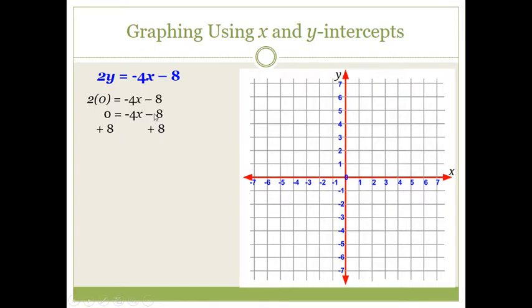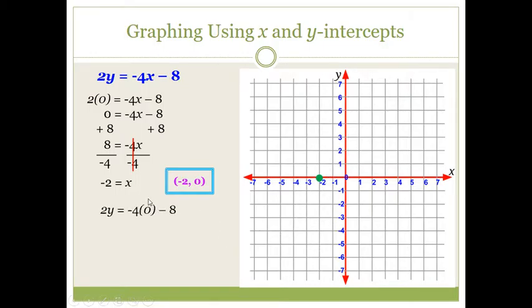I need to first get rid of this minus 8. So I'm going to add 8 to both sides of the equation, so that I have 8 is equal to negative 4x. Finally, the opposite of multiplying by negative 4 is to divide by negative 4, so that I get that x is negative 2. Now I have a point on the line of (-2, 0). There it is right there. Now if I can just find the y-intercept and plot it, then I can connect those 2 points with a line, and we're done.